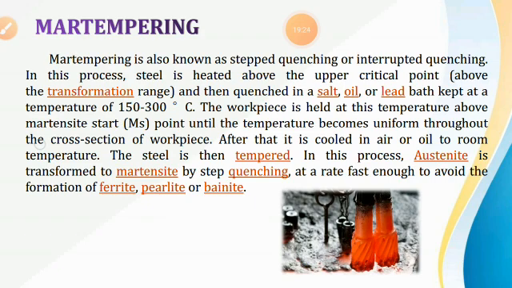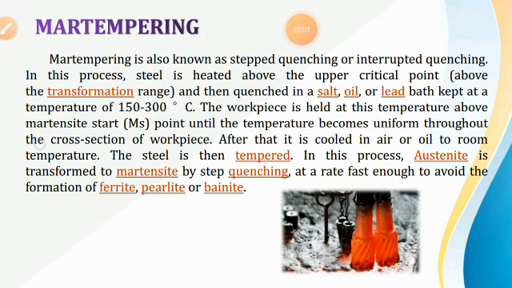In the mar tempering process, the steel is heated above the critical point, meaning the upper critical point. In the lower critical point, no transformation takes place, but at the upper critical point, the transformation range starts. It is then quenched in a salt, oil, or lead bath kept at a temperature of 150 to 300 degrees Celsius.